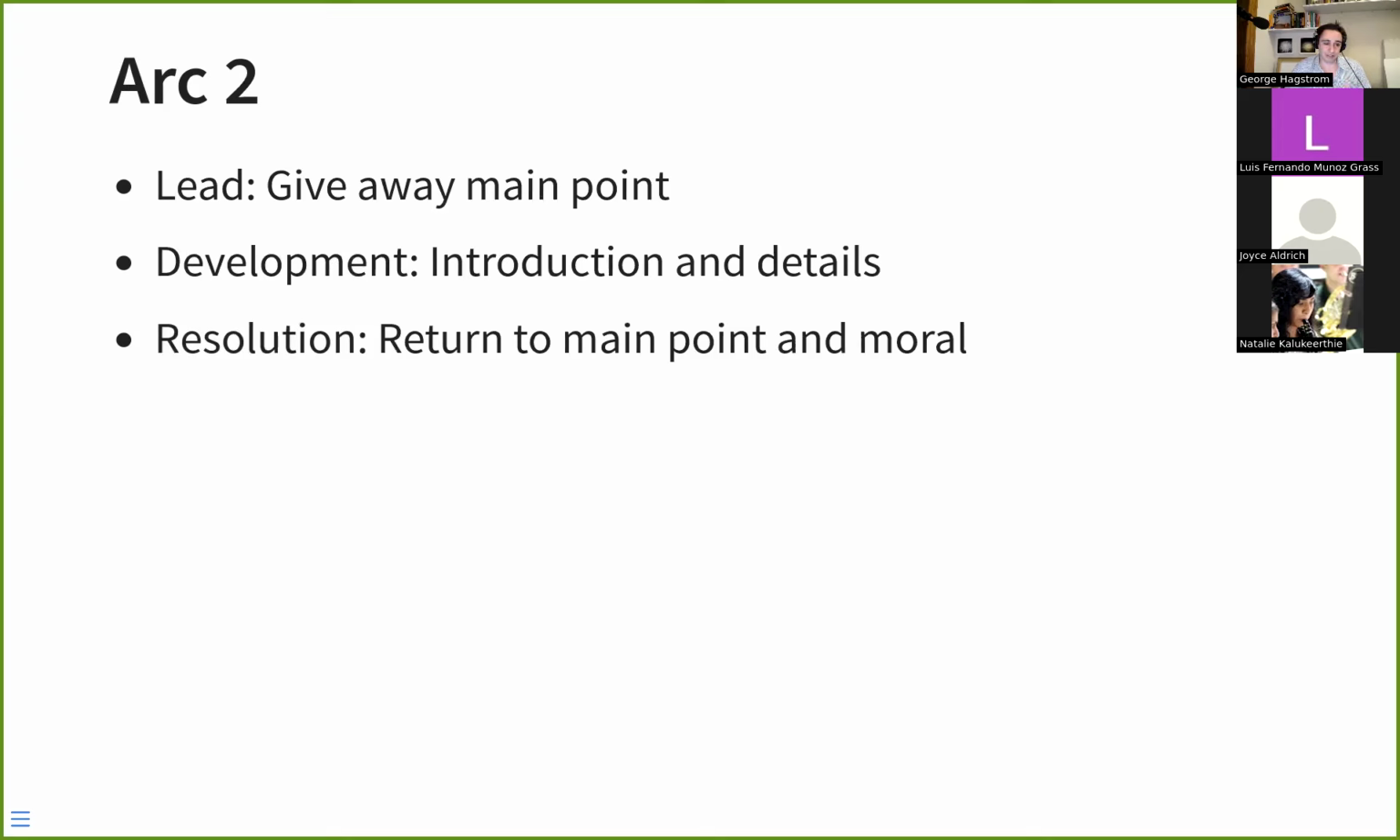Another story arc, which is common in news, is lead, development, resolution. The lead gives away the main point. So in this type of story arc, you actually start with the punchline. You start at the end. Then you go back and introduce the problem and the details, and finally you have a resolution, where you return to the lead with all the information in the development, and you get to the moral of the story.